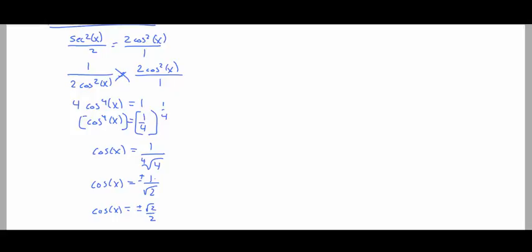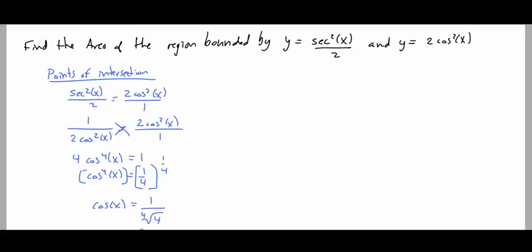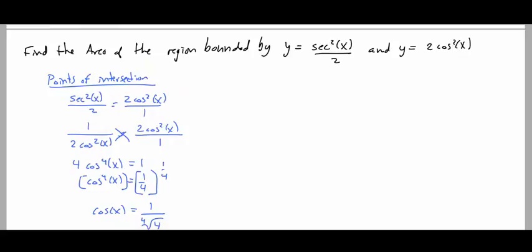And cosine of what angle is negative square root of 2 over 2? Negative pi over 4. So again, knowing your unit circle is going to be important here. So I know that they intersect at x equal pi over 4 and negative pi over 4. So let's go ahead and try and recreate our graph here.